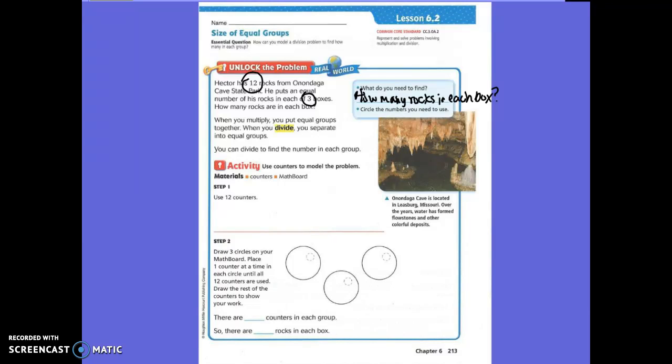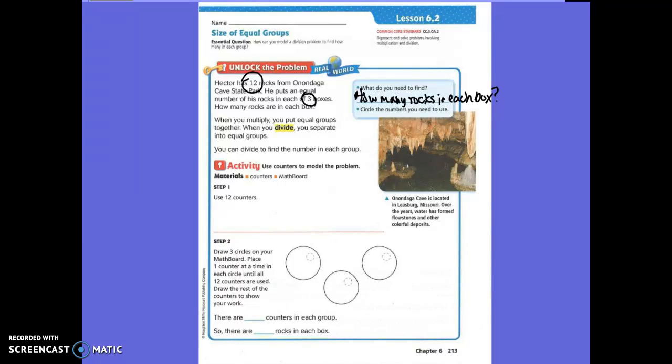When you multiply, you put equal groups together. When you divide, you separate into equal groups. You can divide to find the number in each group. When you multiply, you're trying to find the total of all of the things all together, okay? You're trying to find a big number when you are multiplying. When you are dividing, you already have the big number. You're putting that big number into equal groups, okay?